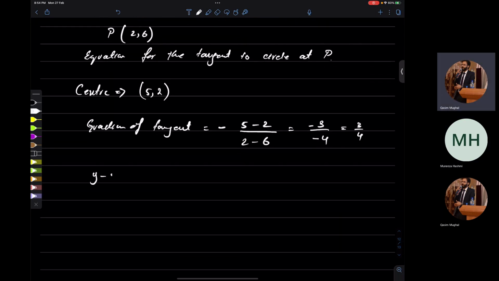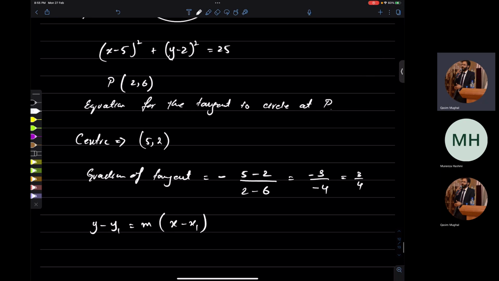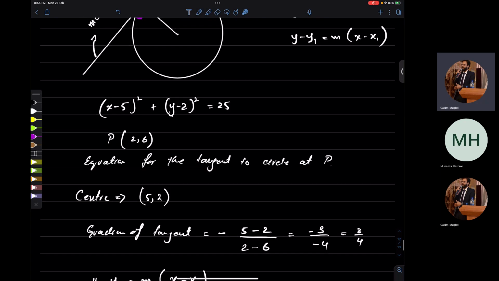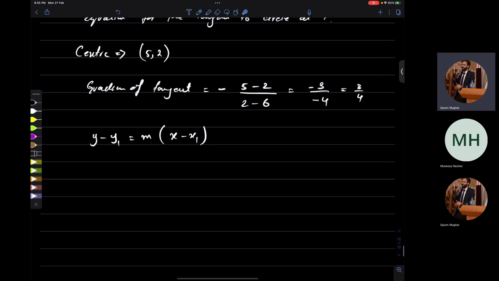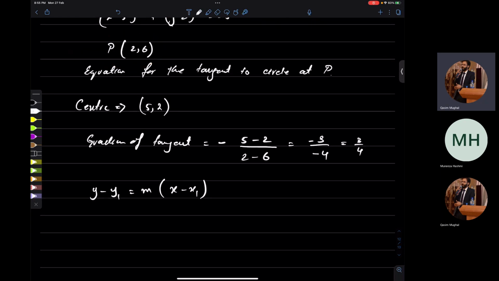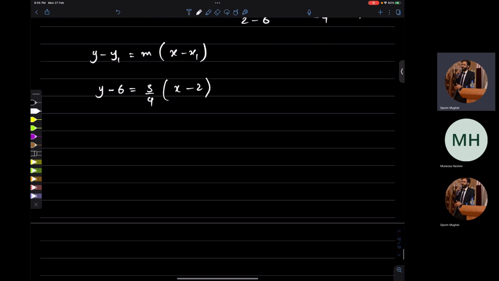Now, y minus y1 equals m times x minus x1. We know that the tangent is touching the circle at point P, so these are the coordinates here. The tangent is passing through the point P as well. So y minus y1 equals m times x minus x1. All I have to do is simplify this.